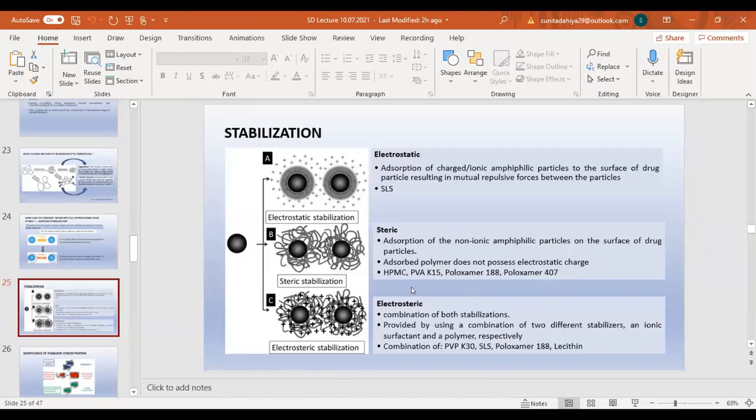Then if you use both of these, it will be a combination. The combination is proved to be better compared to the use of a single surfactant, because it has been shown by experimentation that electrostatic will give you better protection, better stabilization. So a combination of both you can use, one surfactant and one polymer, at a time.